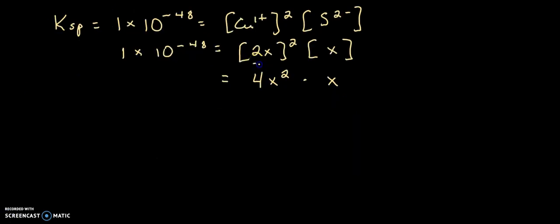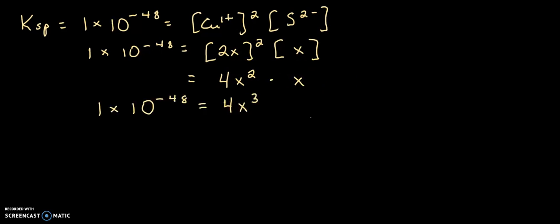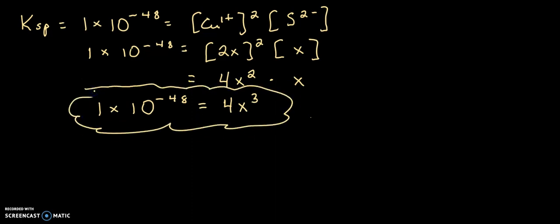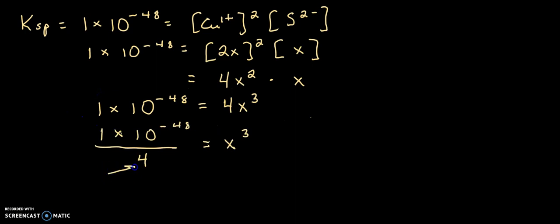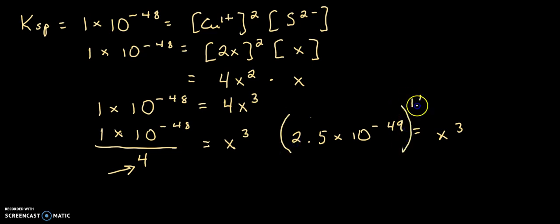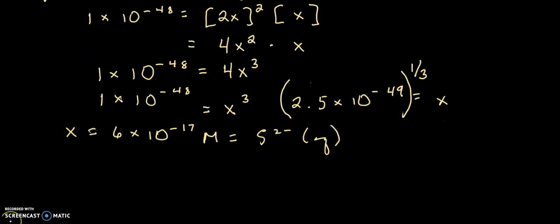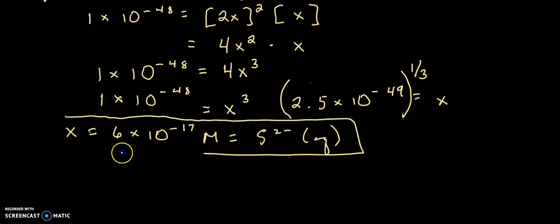Now squaring our 2x, 2x times 2x gives us 4x squared, and then that's going to be multiplied times the quantity x. So what we have is the Ksp value of 1 times 10 to the negative 48 is equal to 4x cubed. Our first step will be to divide by 4. Once dividing by 4, our next step will be to take the cube root, or raise this to the 1/3 power, to solve for x. Solving for x, we get 6 times 10 to the negative 17th molar, and that will give us our sulfide concentration in the saturated equilibrium system.